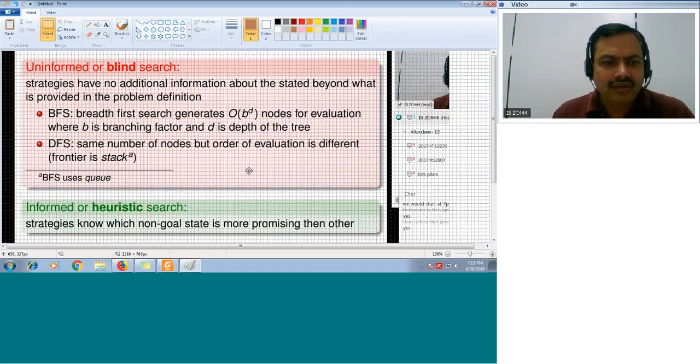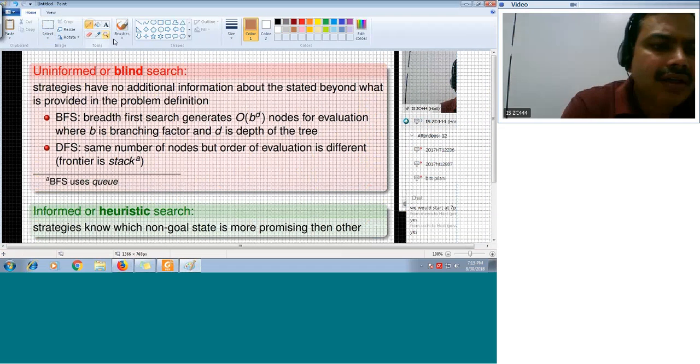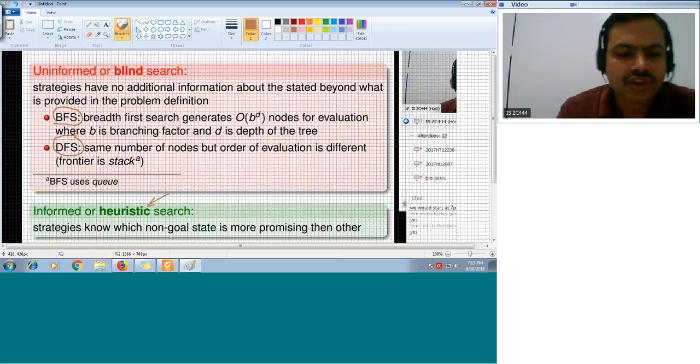So we have seen in the last class two algorithms. Other algorithms we would be seeing in this class, and we would also be seeing some heuristic search techniques. Okay, so what is the difference between the blind search and the heuristic search or informed search?